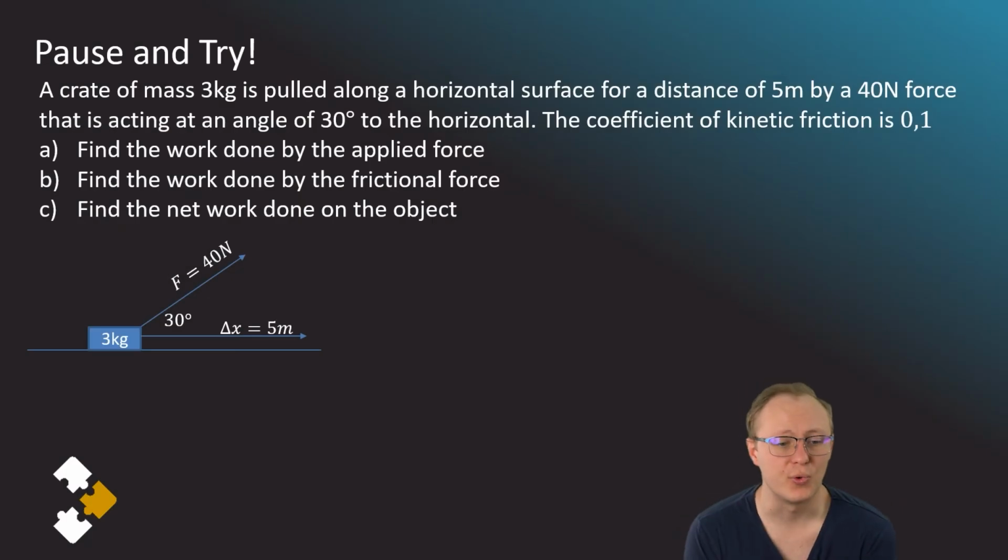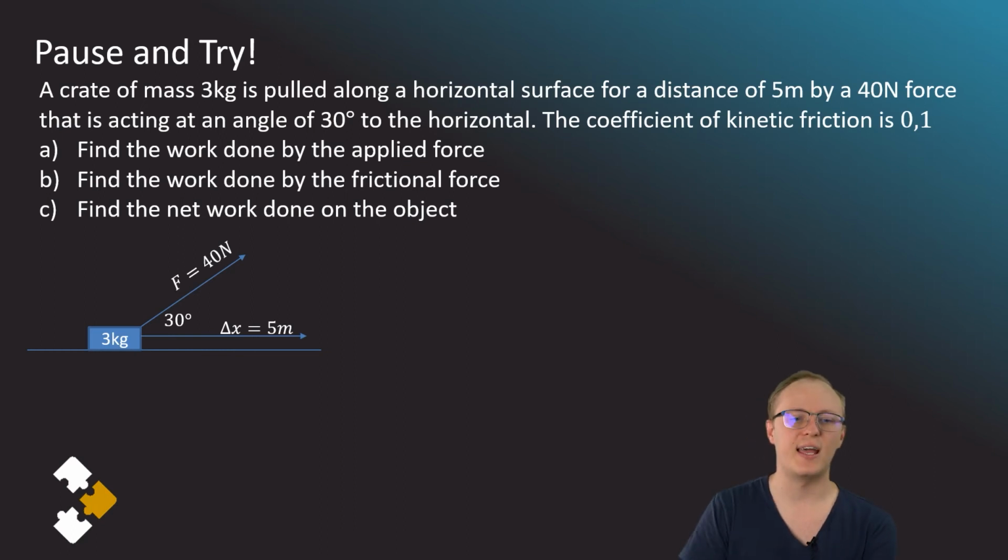Okay, so we've got this crate. The mass is 3 kilograms. It's being pulled along a horizontal surface for a distance of 5 meters by a 40 Newton force, and that 40 Newton force is acting at an angle of 30 degrees to the horizontal. The coefficient of kinetic friction is given as 0.1. So A says find the work done by the applied force.